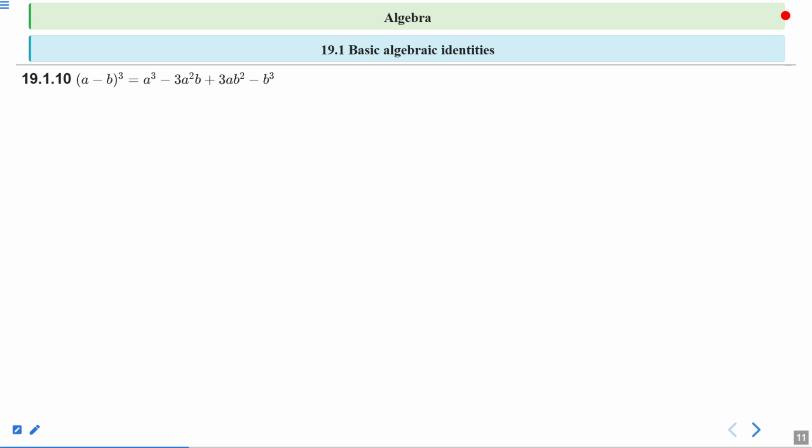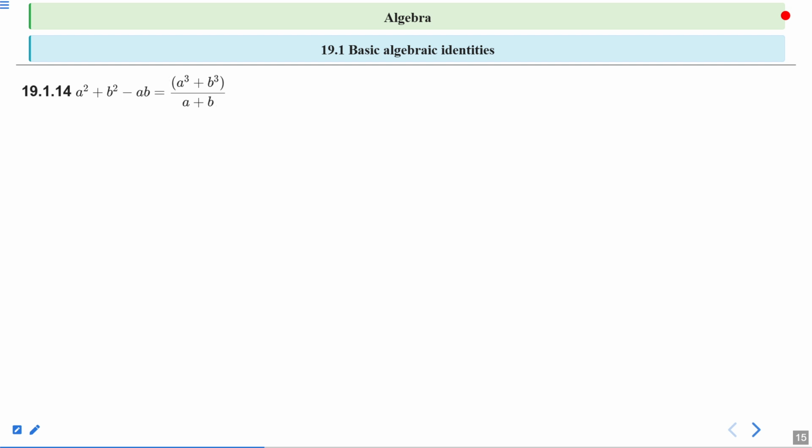Next one, a cube plus b cube, we can also write it (a plus b) in one bracket, in another bracket multiplying with (a square plus b square minus ab). Now a cube plus b cube, we can write it, which is equals to (a plus b) whole cube minus 3ab into (a plus b). Next one is a cube plus b cube equals (a plus b) in a small bracket, in large bracket (a plus b) whole square minus 3ab.